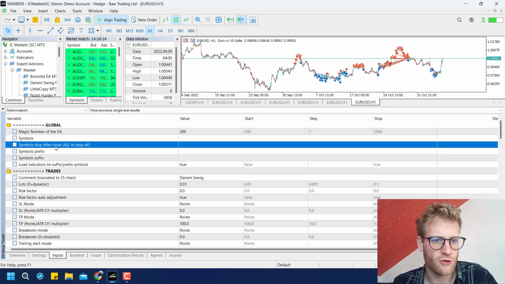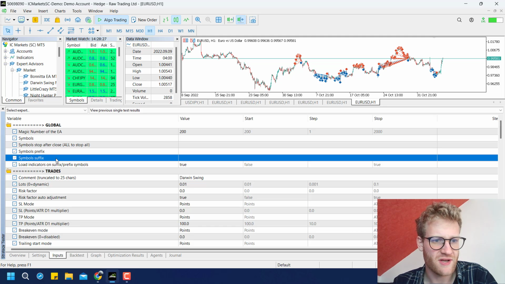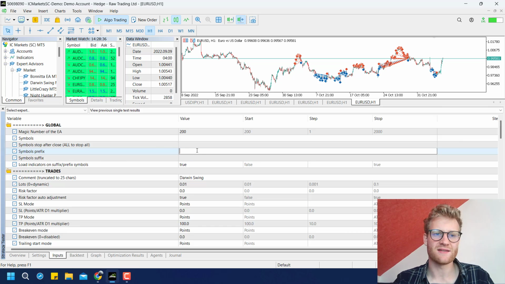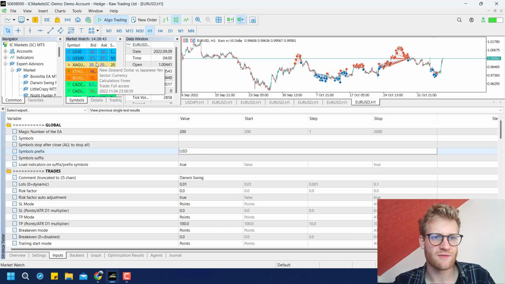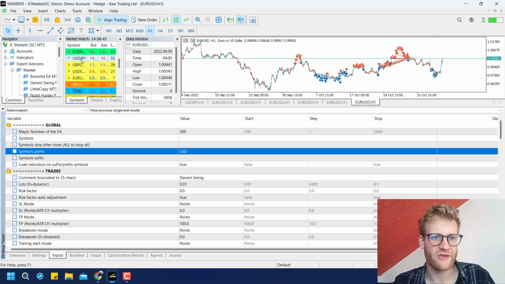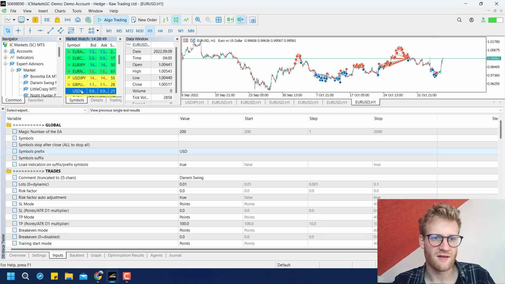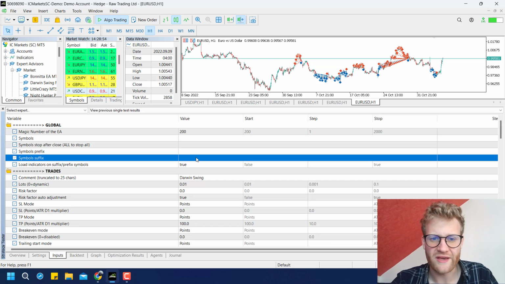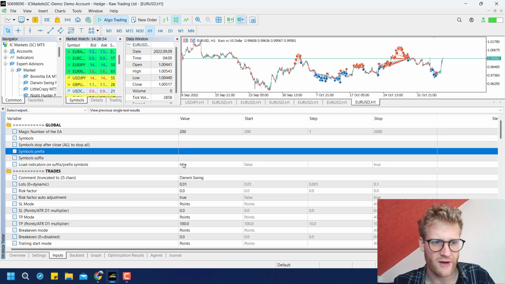Symbol stop after close, all to stop all, symbol prefix, symbol suffix. So this means, I think, that we can always trade a bunch of symbols. For example, if we add USD like this, we will trade all the symbols that start with USD. For example, USDJPY, or USDCAD should be this, I think. But I only think it is like this. So we can try around with this.